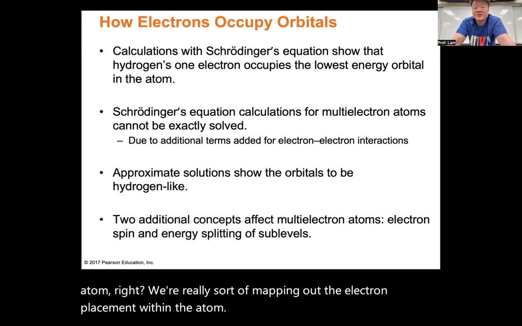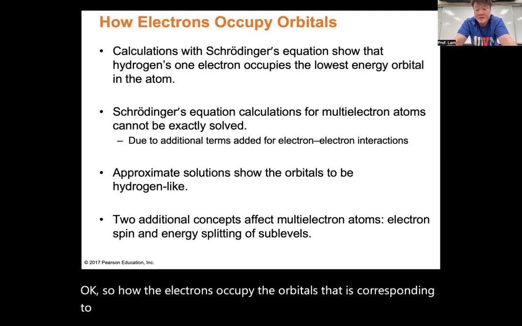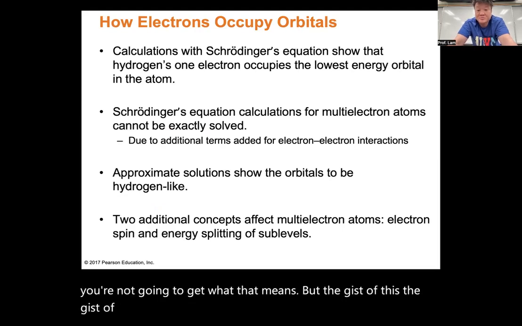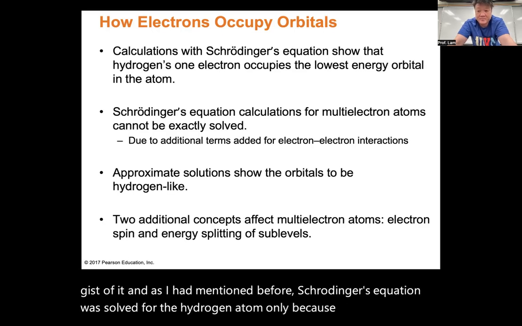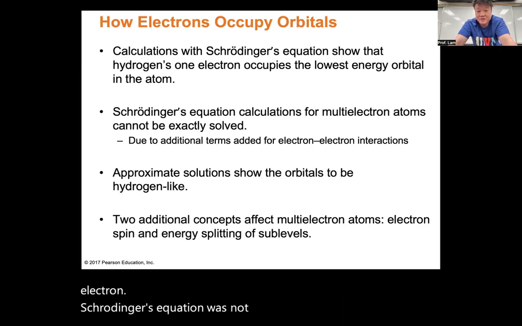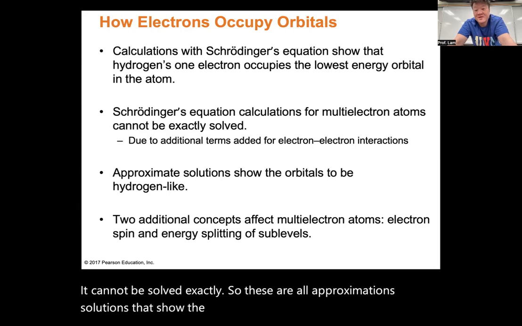Okay, so how the electrons occupy the orbitals corresponds to Schrodinger's equation, which, at this point in your education, you're not going to get what that means. But the gist of it is, as I had mentioned before, Schrodinger's equation was solved for the hydrogen atom only because it only had one electron. Schrodinger's equation was not solved for the multi-electron atoms. It cannot be solved exactly. So these are all approximation solutions that show the orbitals to be very hydrogen-like.